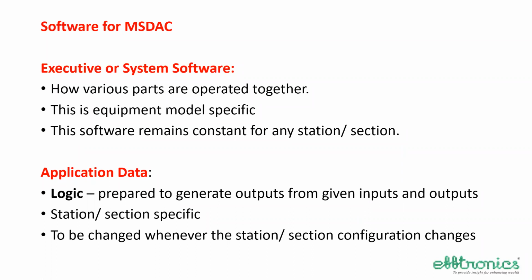If one model is available, that is common for all, and normally it is loaded in the factory before dispatching. Application data is one where the logic is involved. What are those inputs which form a single track section? All that information is given as the input, and how the reset is applied, and from which point to point, which input pertains to the reset of which section. All those things are included, and it is a station specific thing.